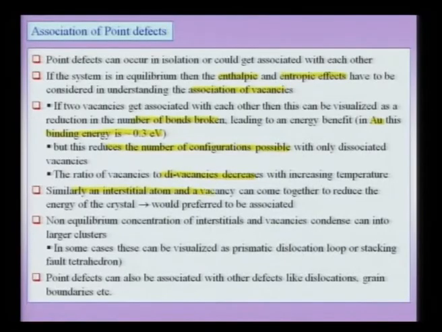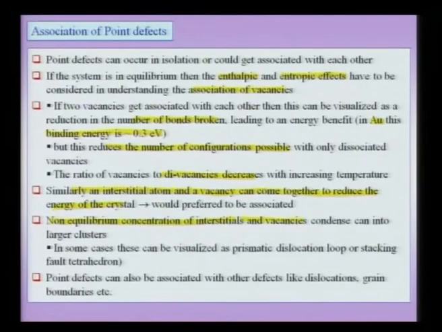Similarly, an interstitial atom and a vacancy can come together to reduce the energy of a crystal, and this is again obvious. For instance, a vacancy and an interstitial atom, one is associated with one kind of strain, the other with the opposite kind of strain, and their association would overall reduce the energy of the system, and they would like to come together. So, this is an obvious case of defects of opposite type wanting to come together.